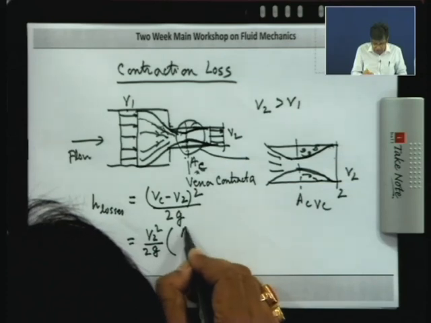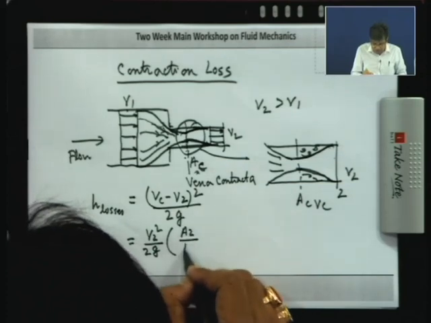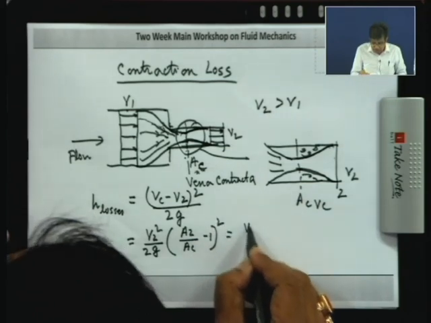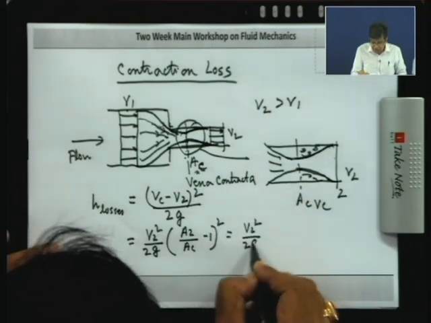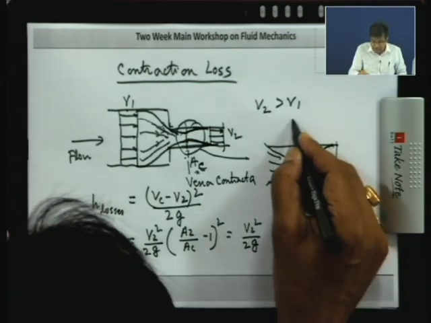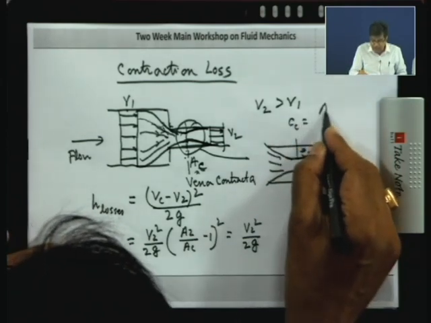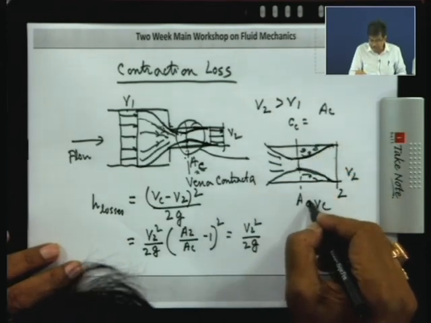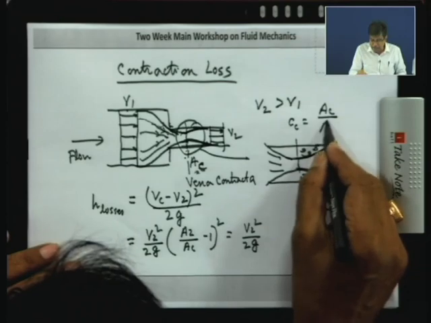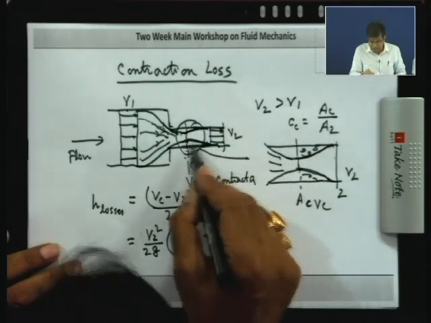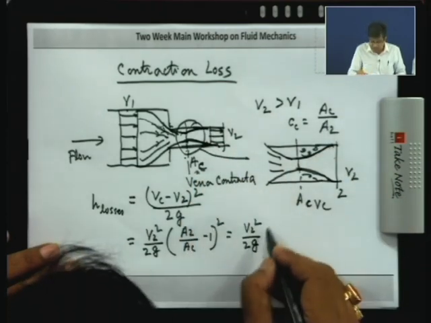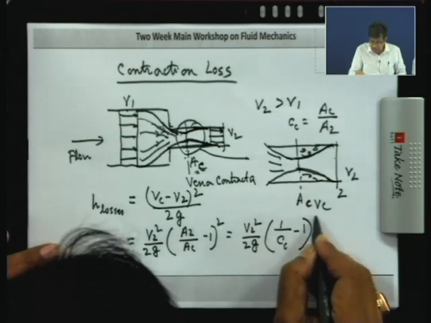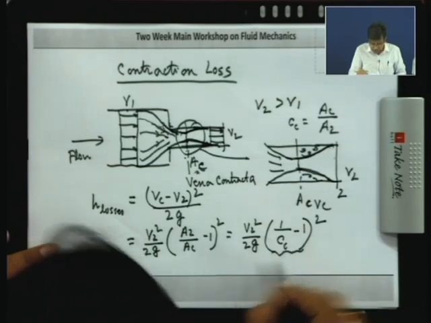Vc by V2 is A2 by Ac, minus 1 whole square. Now, this A2 by Ac has a terminology. Here the coefficient of contraction Cc is defined as the cross-sectional area at the contraction zone, that is the vena contracta, divided by the area of this pipe where it ultimately fills in. So if this is there, this is (1 by Cc minus 1) whole square. Now, this can be taken as K.